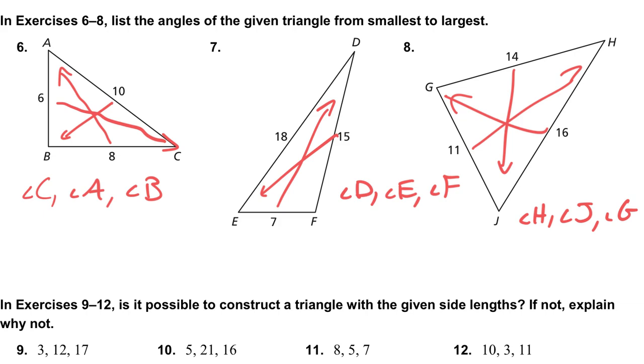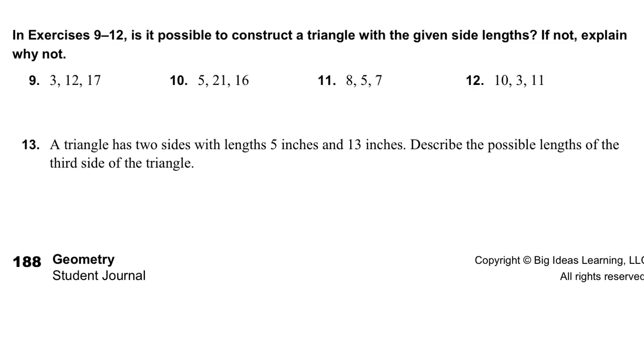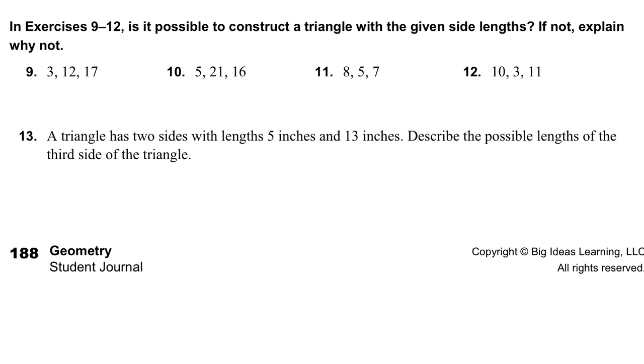Moving on, man, we are just cruising through this. We have one section left here, questions 9 through 12, and then question 13 is different. Is it possible to construct a triangle with the given side lengths? If not, explain why. So remember the easy way to check.